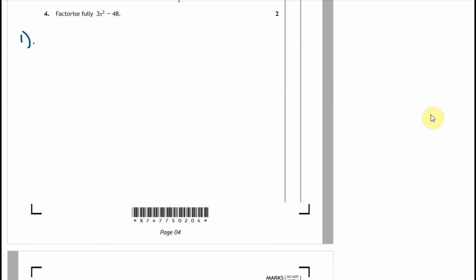So let's say I've got 4x squared plus 8x. Factorize. So we just find a common factor. We can say, well, 4x is going to give me 1 plus, x plus 2. So a common factor is a good place to start.